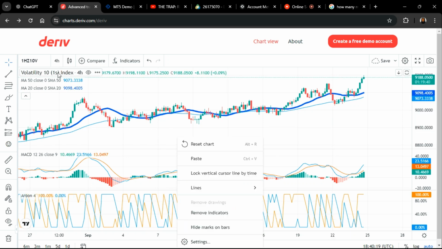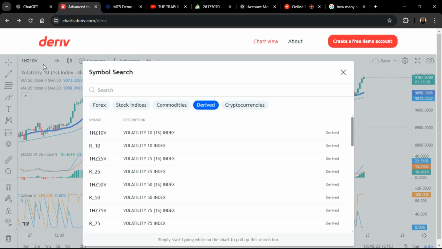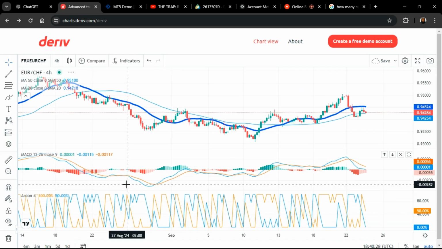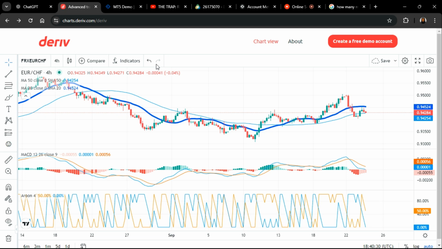So you can see they are indeed very accurate. Let us get another example. Maybe you can look at forex. Today I've been trading on euro. I've been trading on this pair, so I can show you where my entry was.